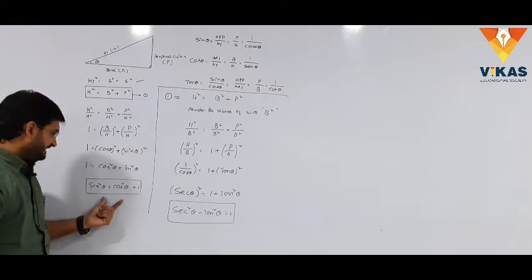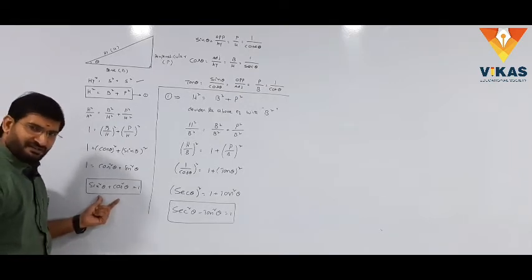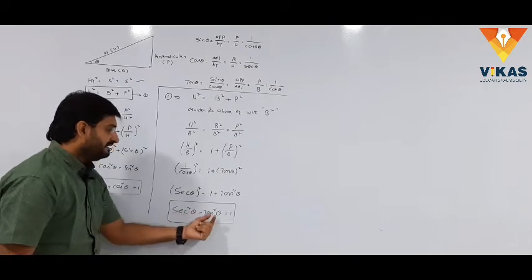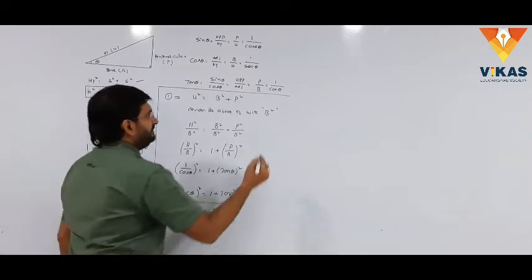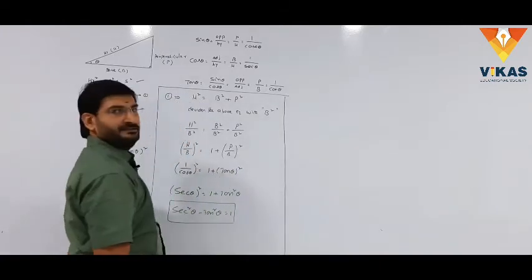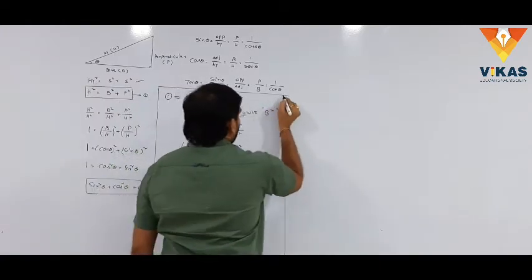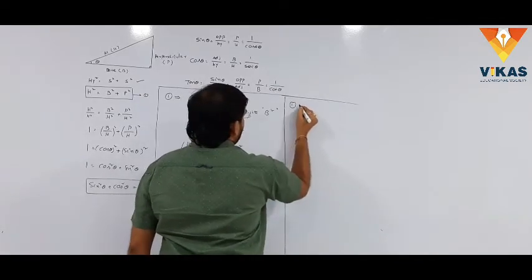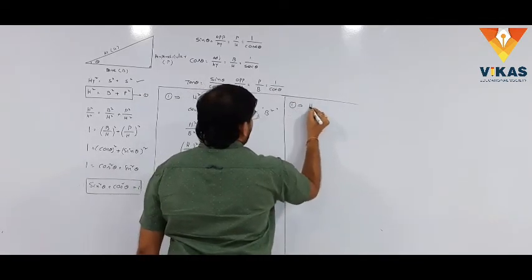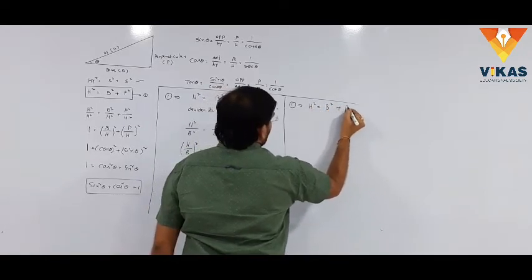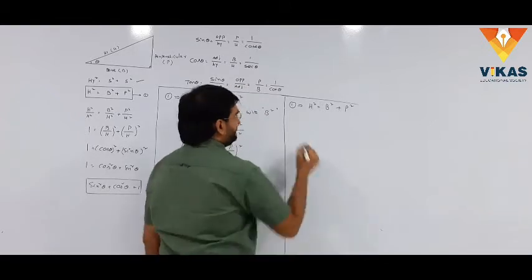This is the first identity, sin square theta plus cos square theta equal to 1. This is the second one, secant square theta minus tan square theta equal to 1. The third one is there. Simply we take equation 1.